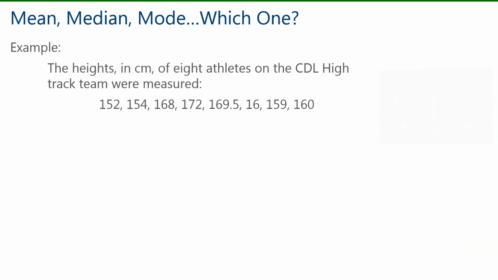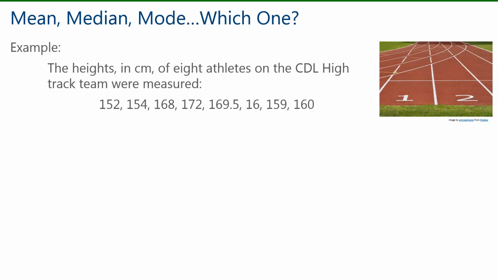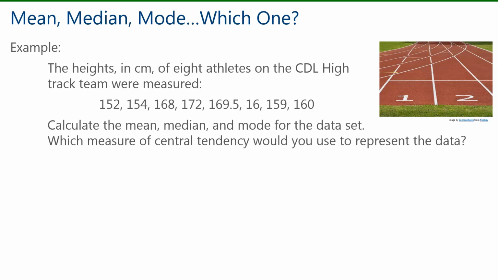Let's consider an example. The heights in centimeters of 8 athletes on the CDL high track team were measured: 152, 154, 168, 172, 169.5, 16, 159, and 160. Our task will be to calculate the mean, median, and mode for the data set. Which measure of central tendency would you use to represent the data?